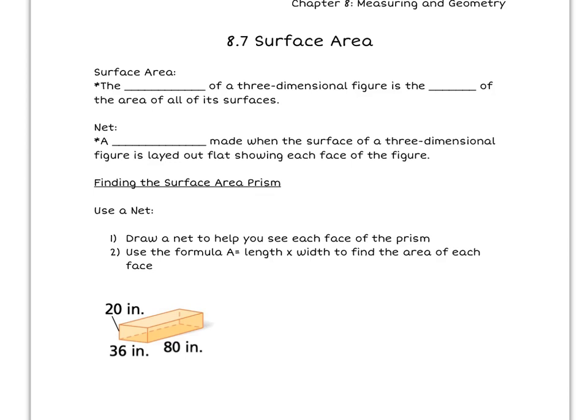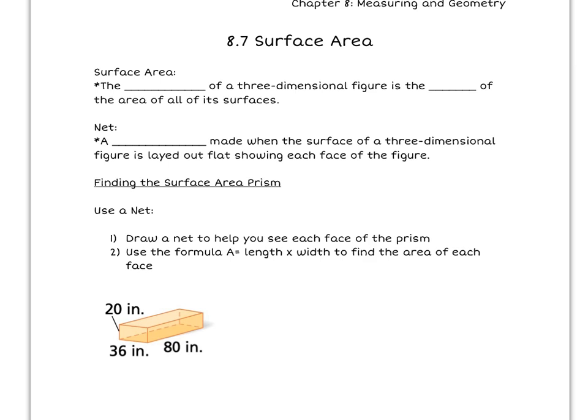Chapter 8, Section 7. Last section of the chapter. Talking about surface area now. So we've spent a lot of time talking about area. We spent some time talking about volume in the last section. Now we're going to talk about surface area. Surface area, so what is it?